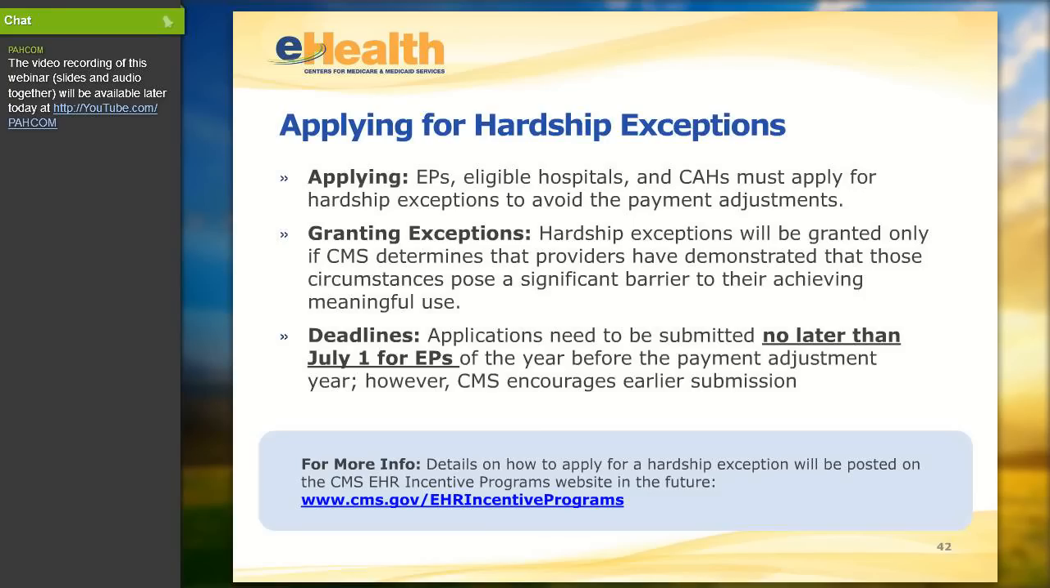You can apply for a time-limited exception. So essentially, if you are a new provider, you don't want to get penalized right off the bat. You could apply for a 2-year exception to the payment adjustments that allows you time to become a meaningful user and demonstrate meaningful use.